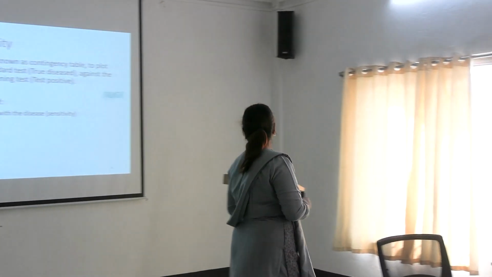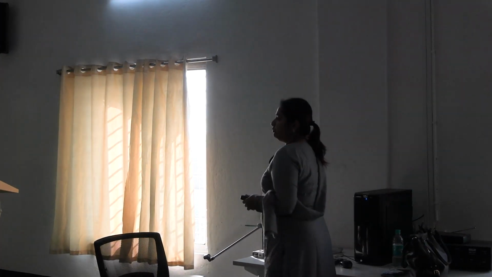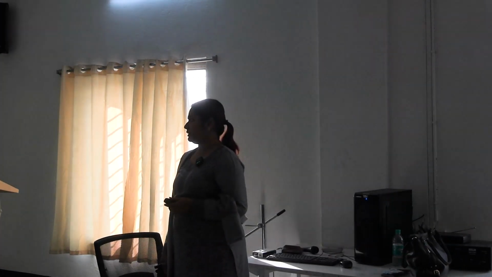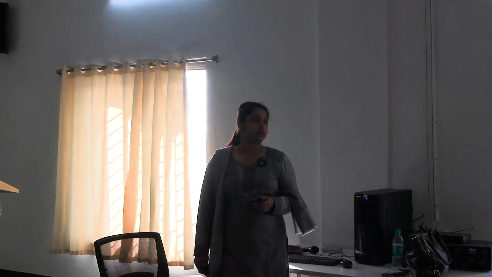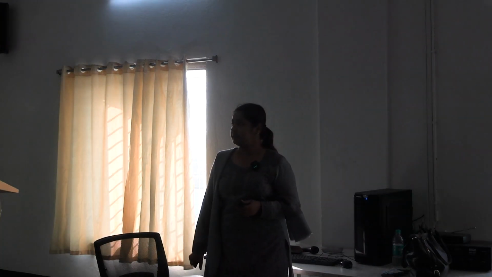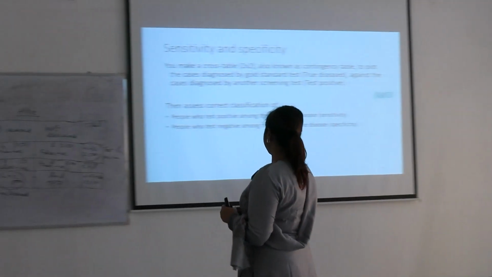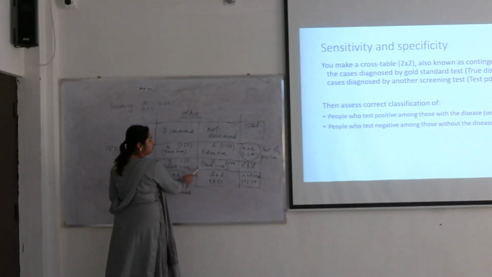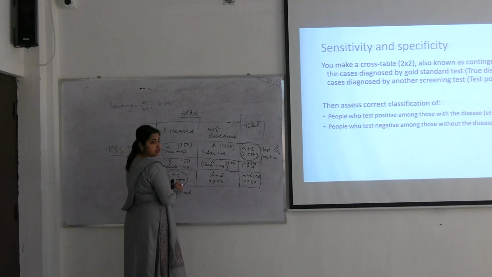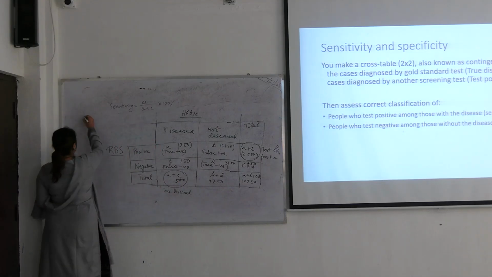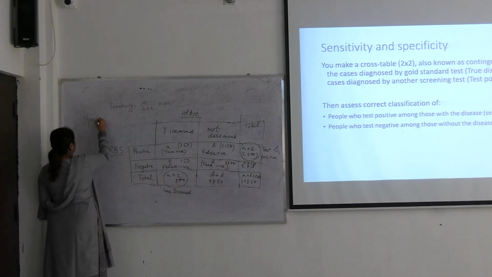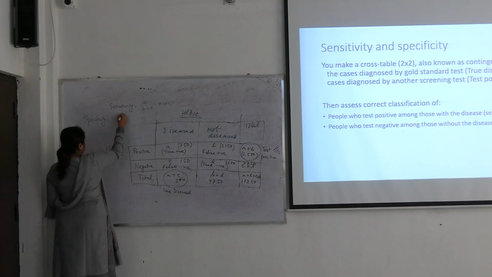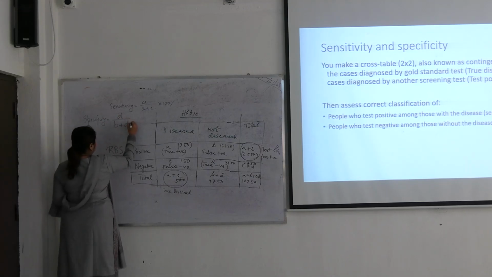Then there is the other measures. Sensitivity holo people who test negative among those without the disease, that is called specificity. তাহলে specificity কি বলো? Who are testing negative among those without the disease. তাহলে specificity is D divided by B plus D into 100%.